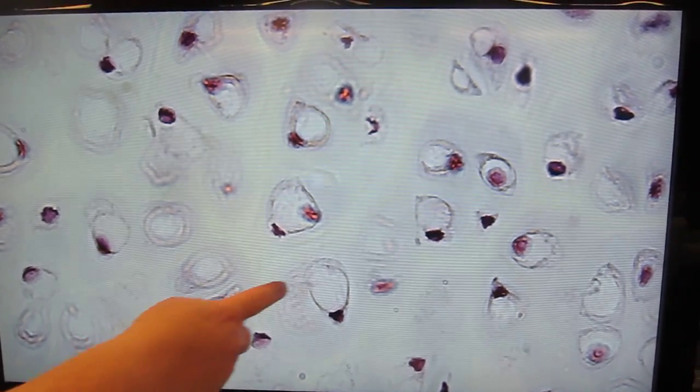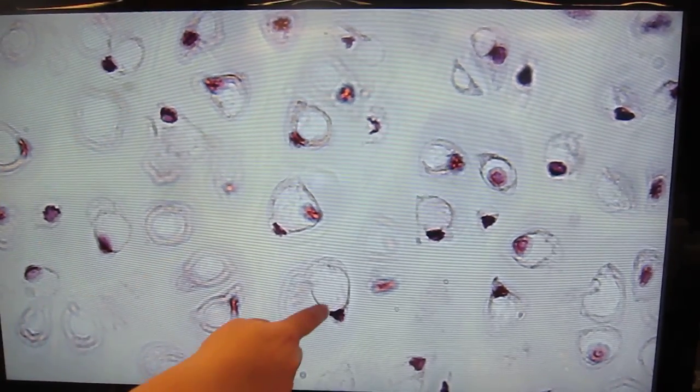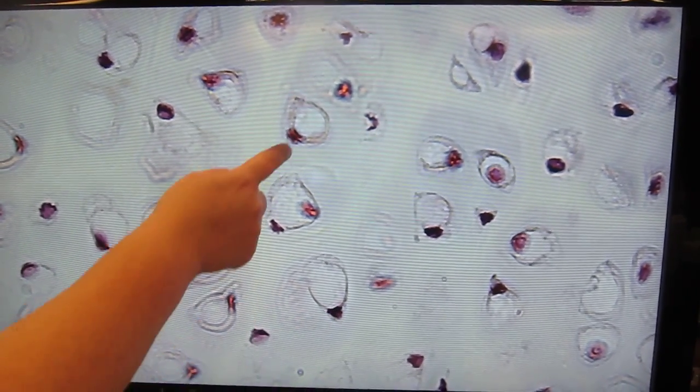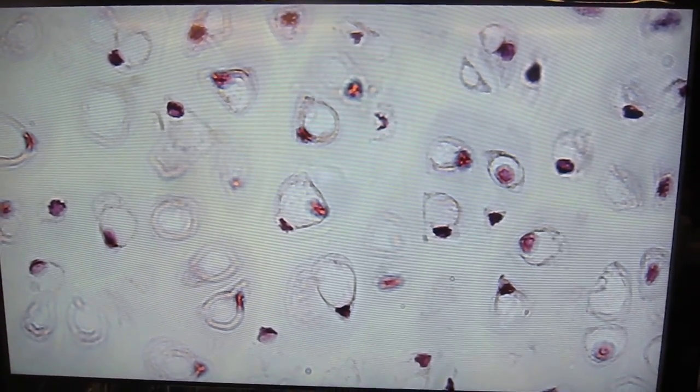Now, as far as the histology of hyaline cartilage, in any type of cartilage, the cells that you have are called chondrocytes. Okay, and so you can see many chondrocytes in the field. Every place where you see one of these purplish spots is a nucleus of a chondrocyte. And all chondrocytes live in spaces called lacunae.